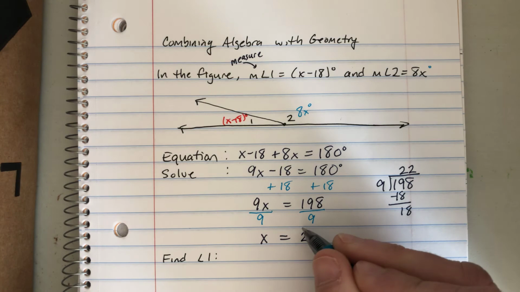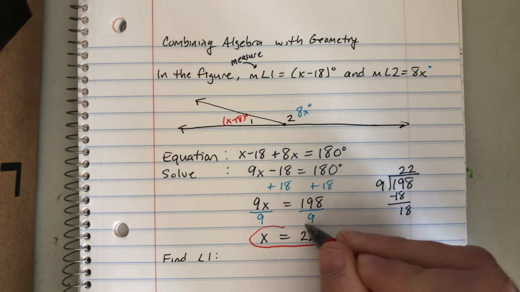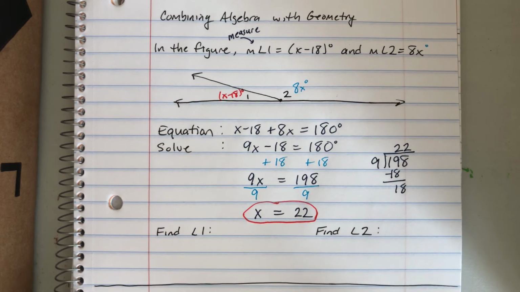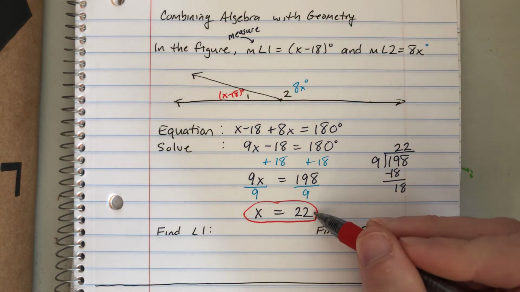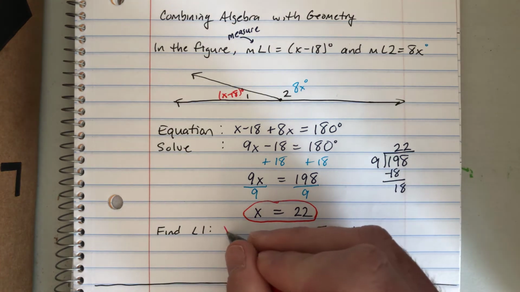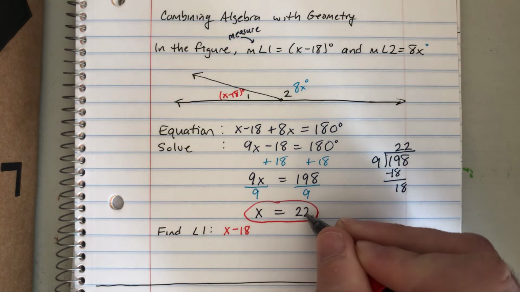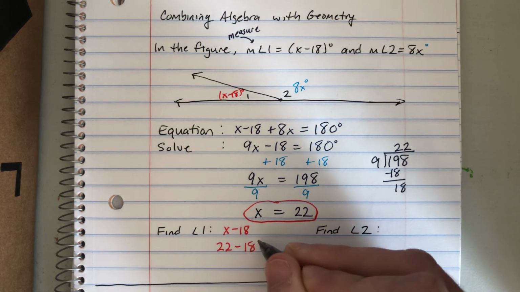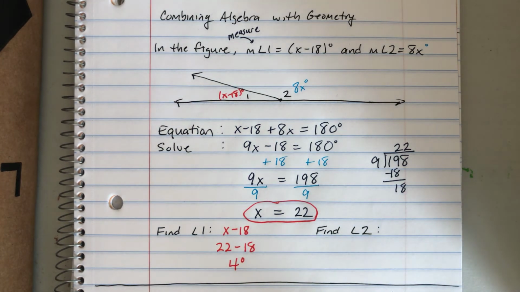All right, so that's a great start. We solved for x, but we're not finished because we need to figure out what is the actual angle measurement of angle 1 and angle 2. Well, if you recall, angle 1 was x minus 18, and we just found that x was 22, so we can substitute that value in for x. So I'll put 22 minus 18, which is 4 degrees, so it's really small.